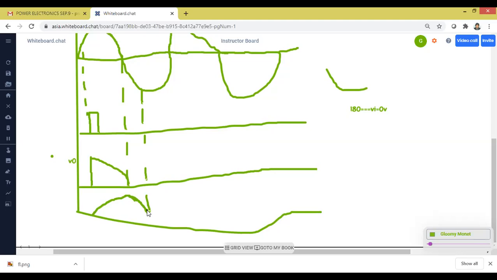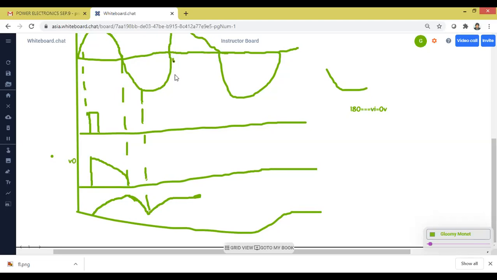It becomes the minimum value at omega t equal to beta. What is beta here? After 180 degrees, that is 180 plus alpha. So what's going to happen for the negative half cycle? Now we are giving the firing pulse to T3 and T4. Now the current starts to energize. Up to which point will it energize? It will energize up to 2 pi.